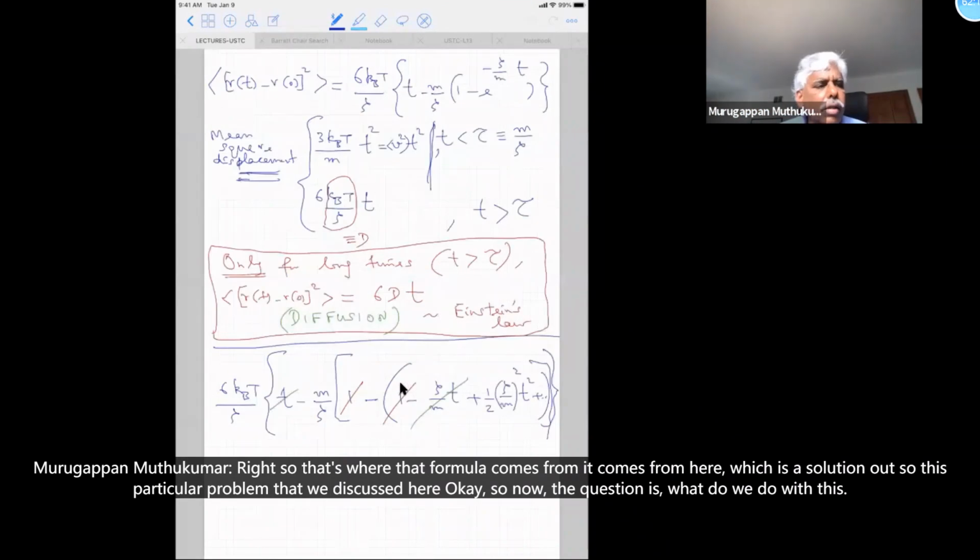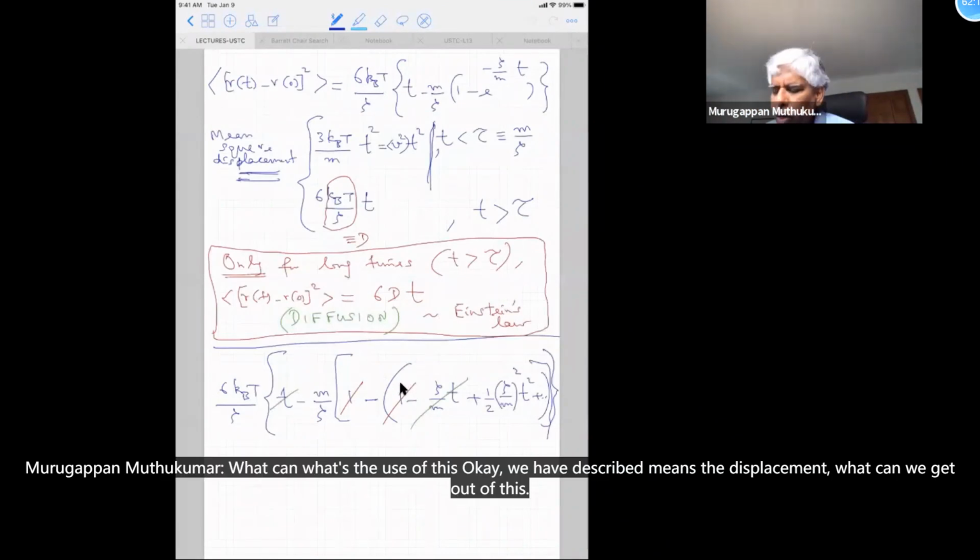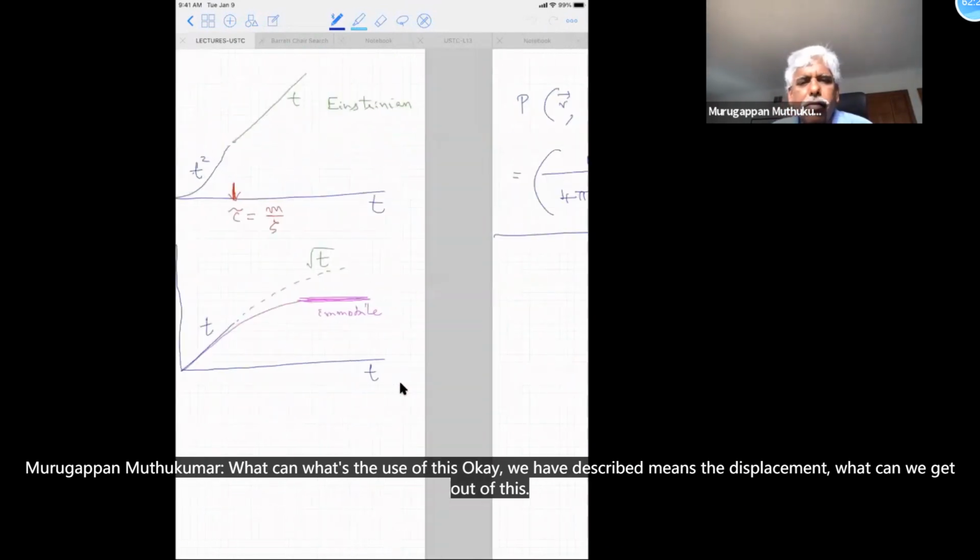Okay, so now the question is, what do we do with this? What's the use of this? We have described mean square displacement. What can we get out of this?